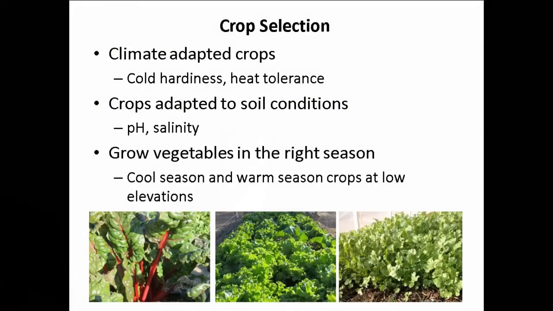Vegetables need to be grown in the right season, especially at the lower elevations. We do have a cool and a warm season when specific plants should be grown because they are not tolerant. Cool season vegetables are in general not tolerant of the high temperatures that we have at the lower elevations in the desert. The same with the warm season vegetables.